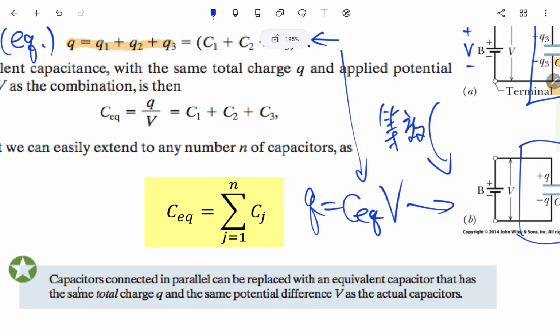So here the highlight is that capacitors connected in parallel can be replaced with an equivalent capacitor that has the same total charge Q and the same potential difference V as the actual capacitors. Okay, simply speaking, you just add the capacitances for parallel capacitors.